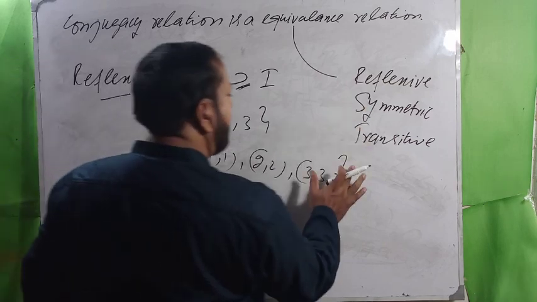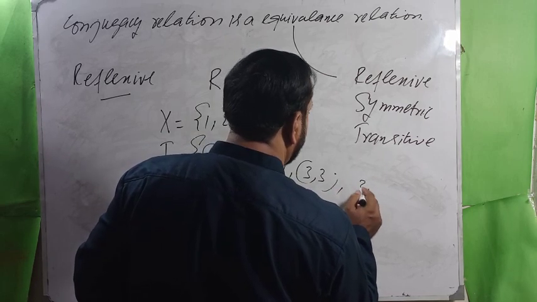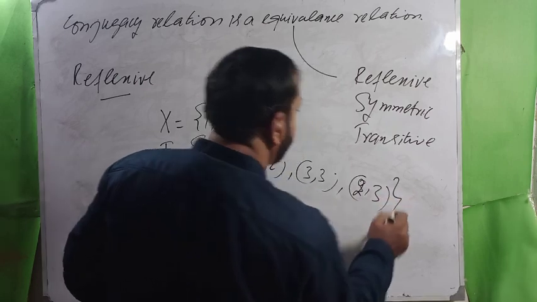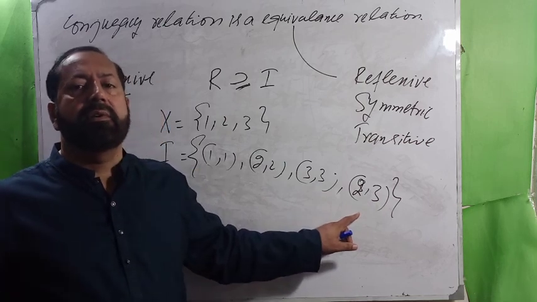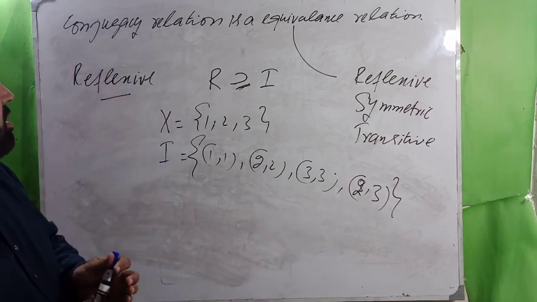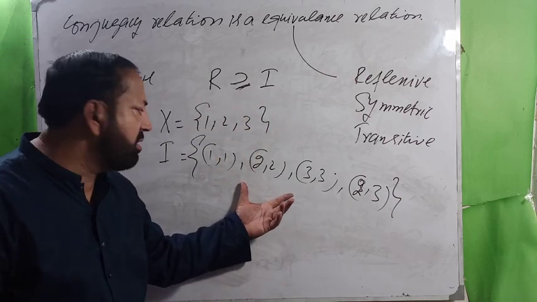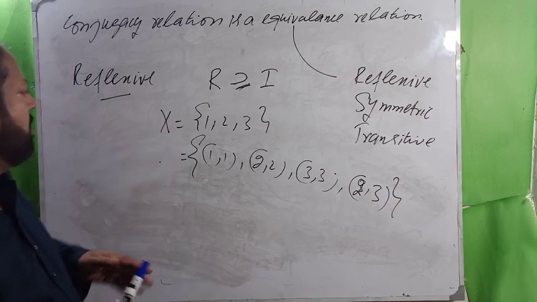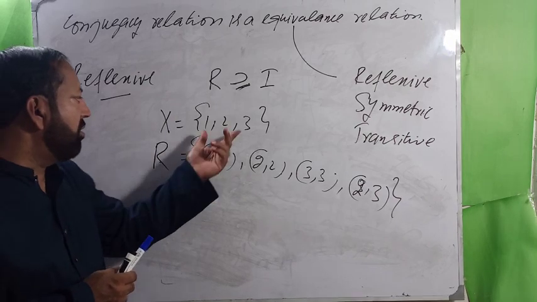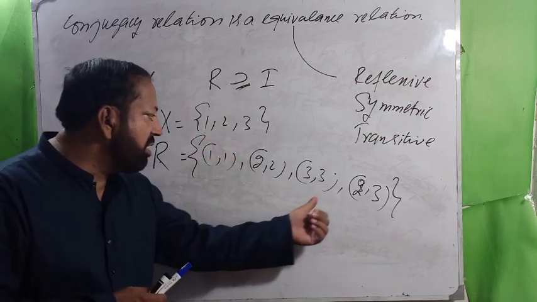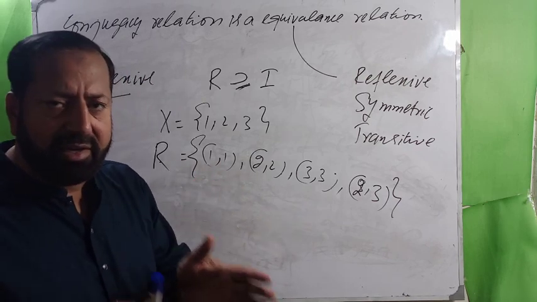Reflexivity also says that if you have, instead of only (1,1), (2,2), (3,3), also (2,3) or (3,2), then it is still reflexive. Because we are saying that if the identity relation is a subset of any relation R on this set, then that relation R is called a reflexive relation.